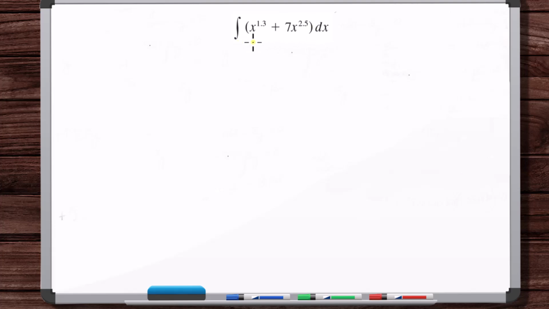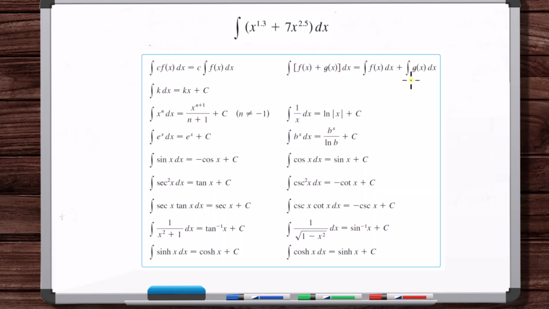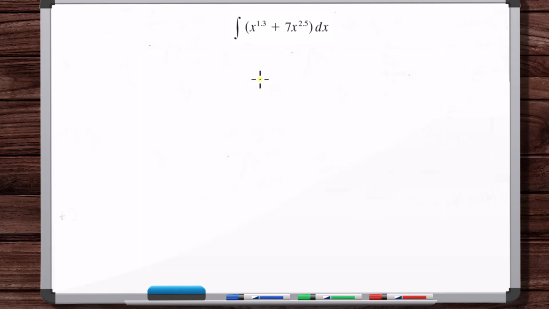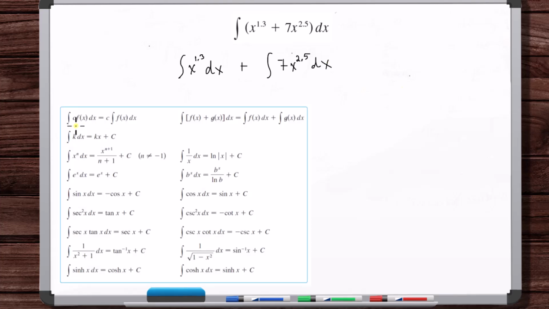Let's evaluate this indefinite integral. Okay, and so first, based on this property here, we can separate this into two separate integrals. So we can write this as... okay, now based on this property here, the constant multiple property, we can bring this 7 out in front of the integral.